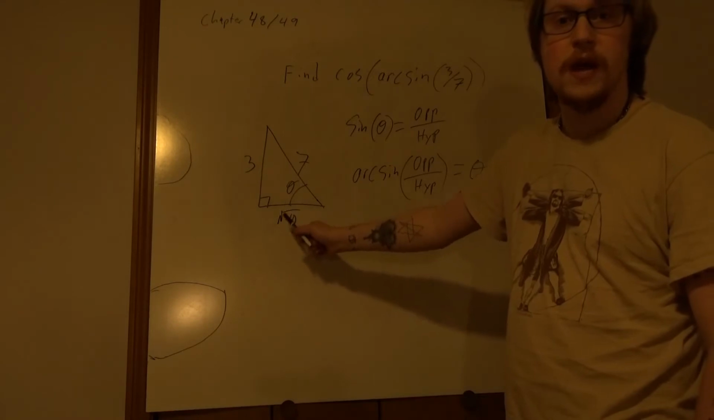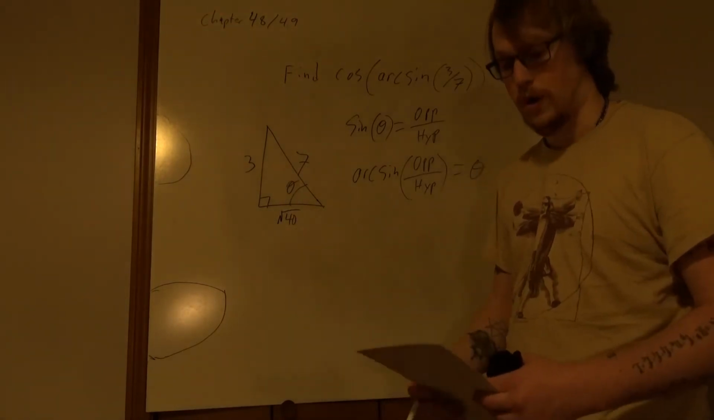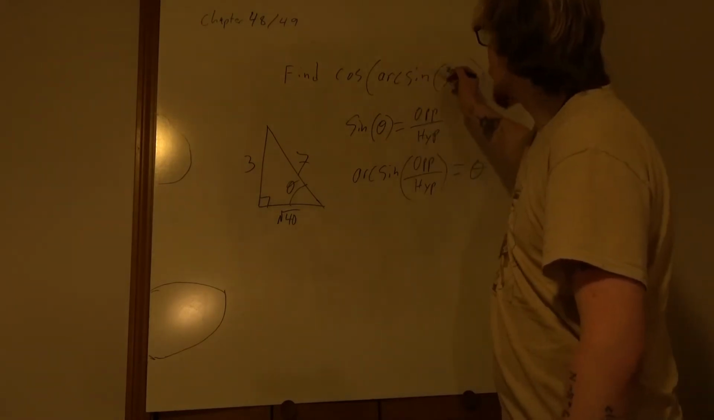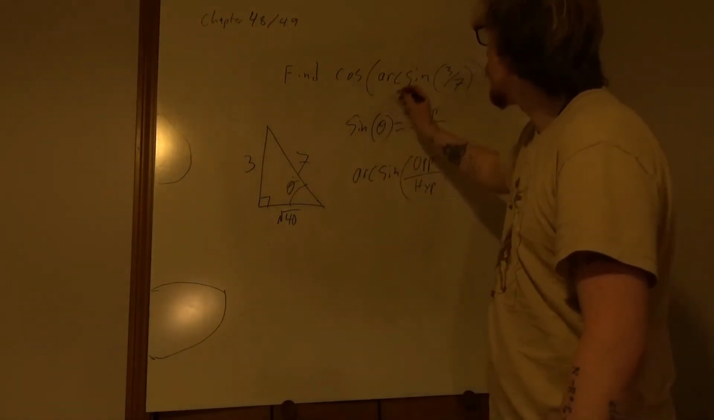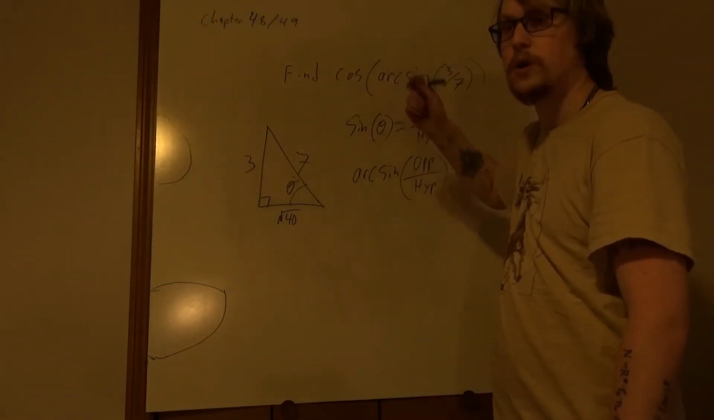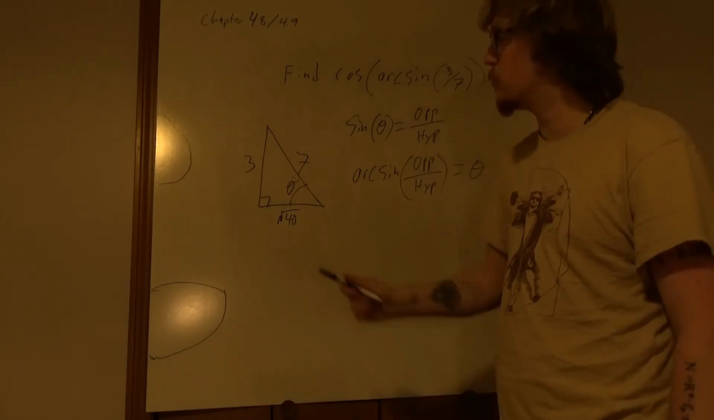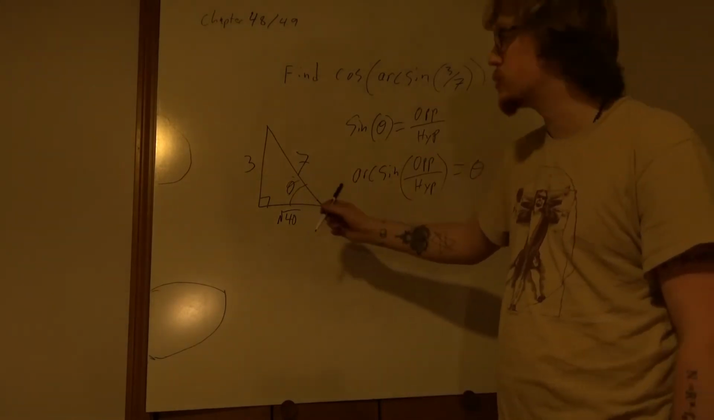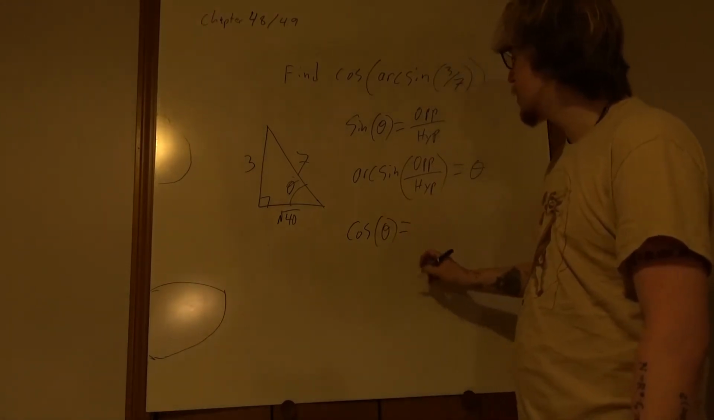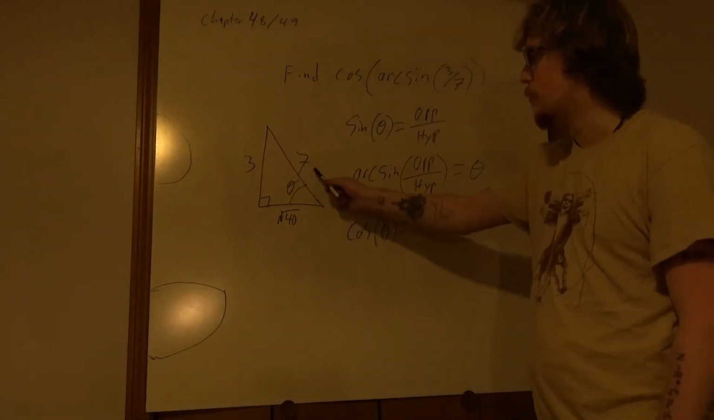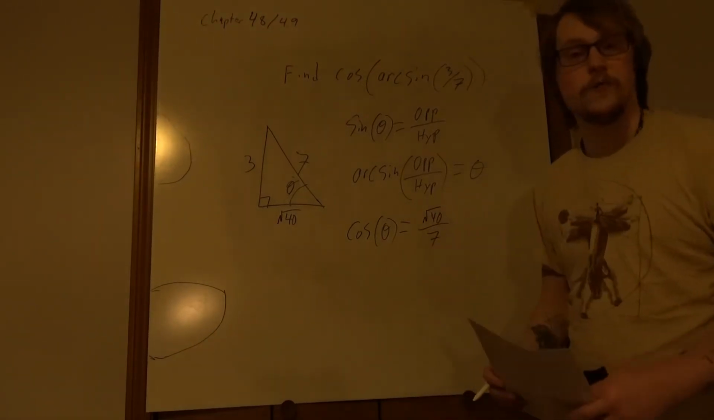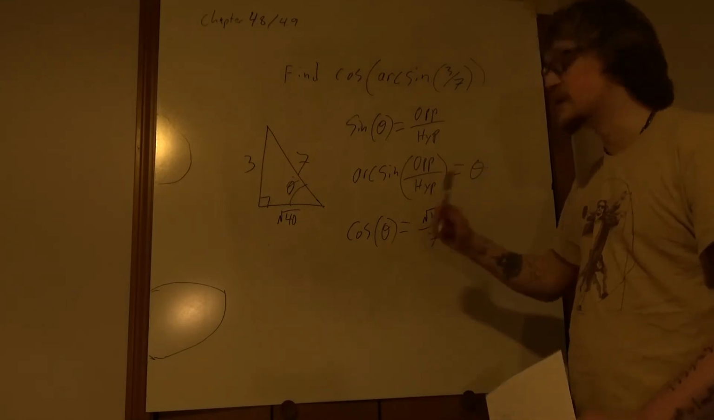So now we have all 3 side lengths of this triangle. We don't know what the angle theta is, but as we're about to see, we don't really need to, because arc sine of 3/7 gives us this angle, and then we're trying to find the cosine of that angle. So we don't really need to know what that angle is. Instead, we just need to know this triangle. So now the cosine of theta is going to be adjacent over hypotenuse. And so this is going to be the square root of 40 over 7. And this is the answer.